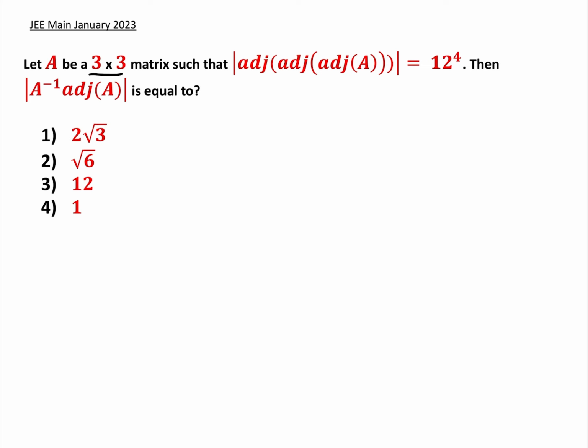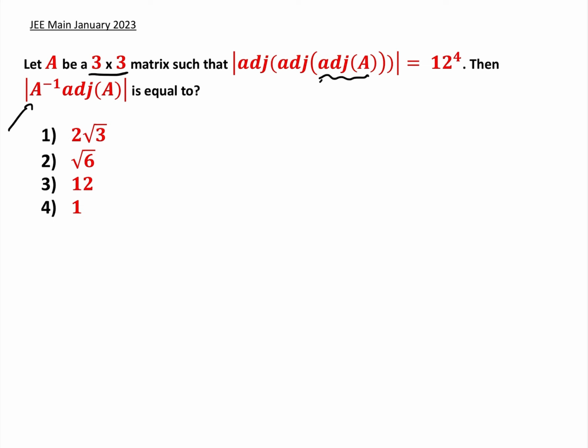Okay, so we have that A is a 3 by 3 matrix, and we have that the determinant of the adjoint of the adjoint of the adjoint of A, the matrix, is 12 to the power of 4. Then what is the determinant of the inverse of A times the adjoint of A? Okay, now I like to do these from inside out. So let's start with the adjoint of A.